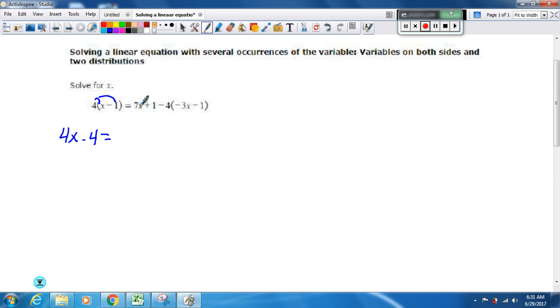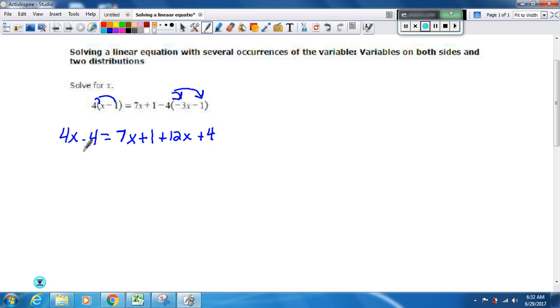equals, now everything else that's not parentheses or stuck to parentheses, I just write it down. So 7x plus 1. Okay, now I get to parentheses, so I distribute again. So -4 times -3 is a positive 12, and I have an x there. And -4 times negative is a positive. 4 times 1 is 4.